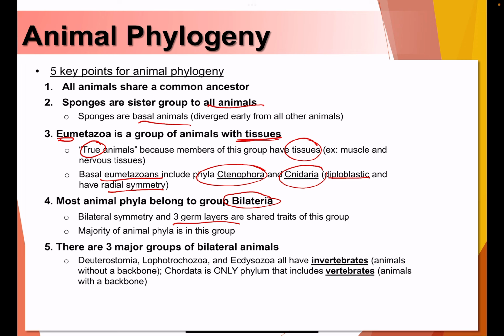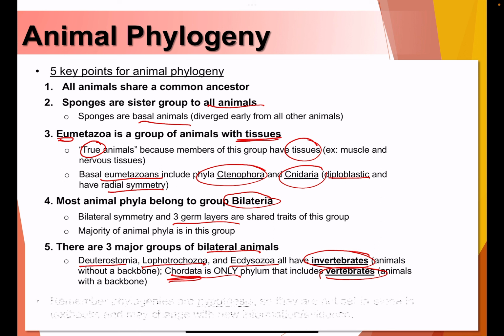And lastly, you have three major groups of bilaterian animals. You have Deuterostomia, Lophotrochozoa, and then Ecdysozoa. All have invertebrates, which are animals without a backbone. Chordata is the only phylum that includes vertebrates, which are animals with a backbone, including us human beings.